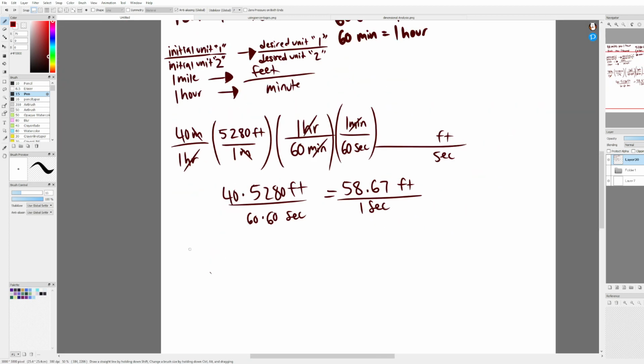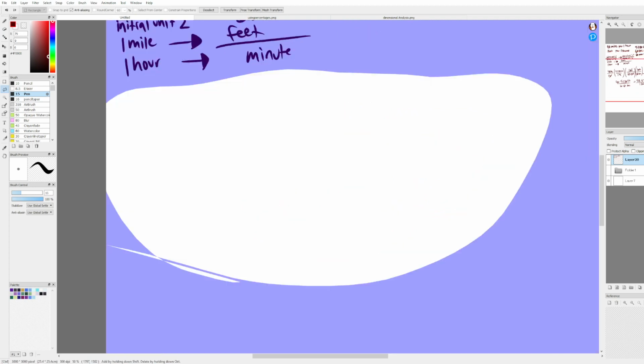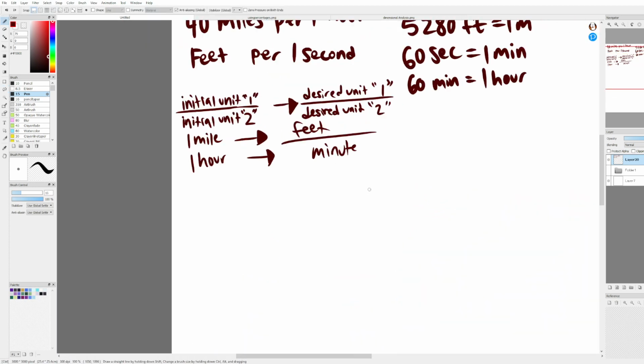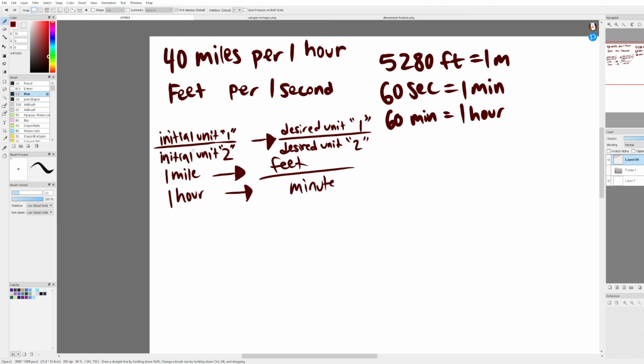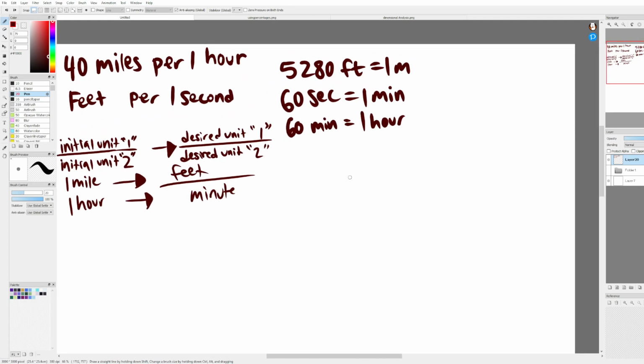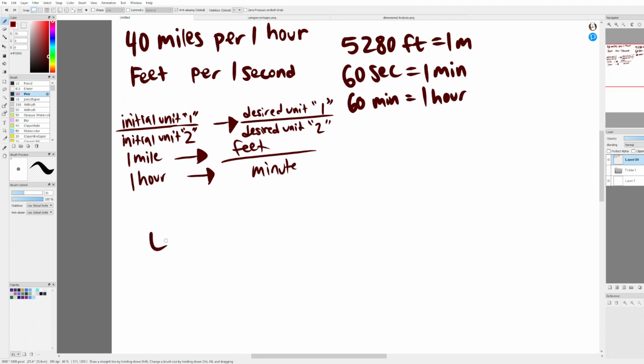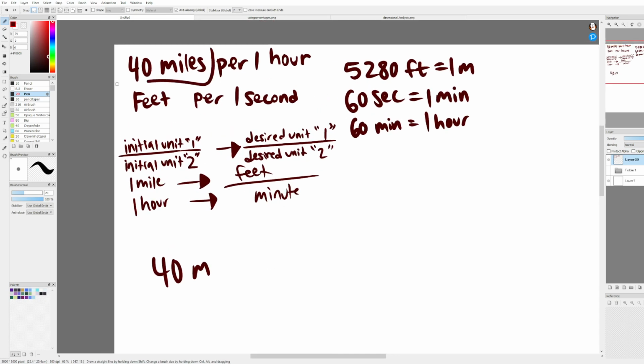For method 2, we keep the same sort of idea, but instead of doing it all in one equation, we break it down into even more steps. So we're going to handle initial unit 1 and desired unit 1 first. Initial unit 1 to desired unit 1. When we are going from big to small, we are multiplying. And when we are going from small to big, we are dividing. So to deal with 40 miles per 1 hour, we're just going to think about the 40 miles to feet.